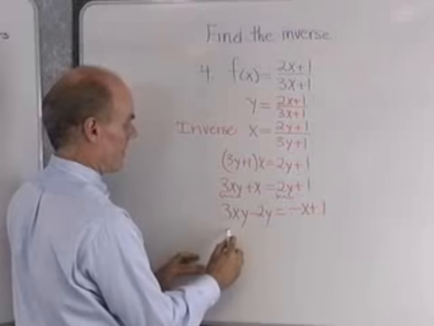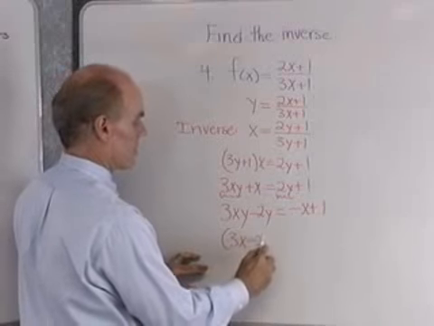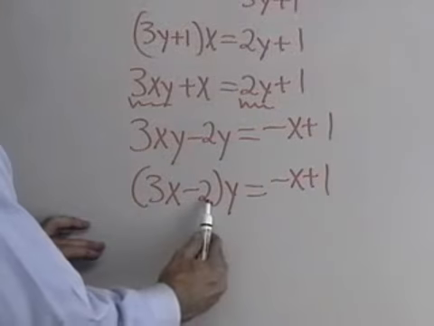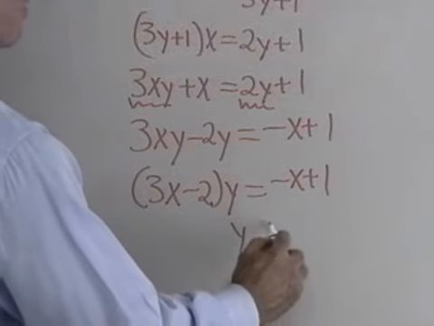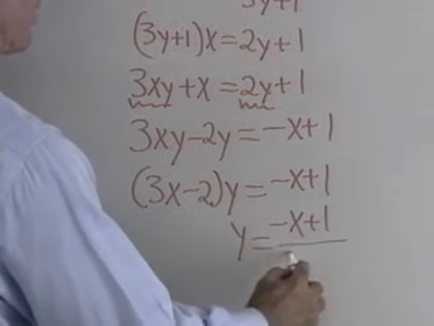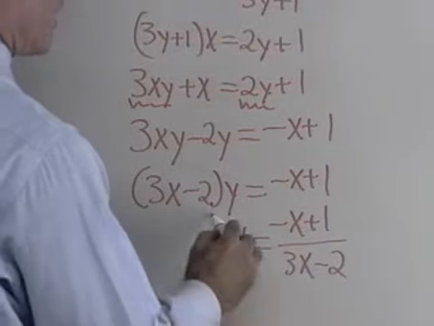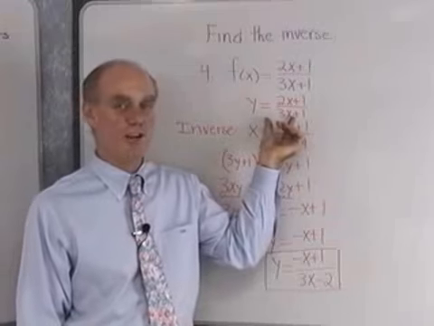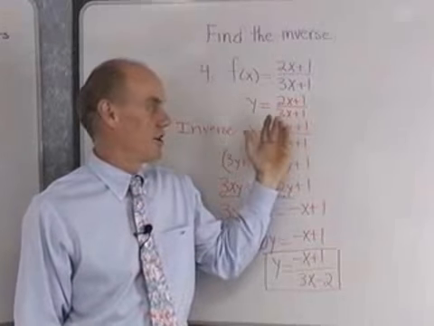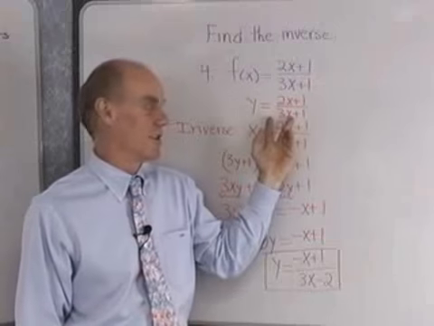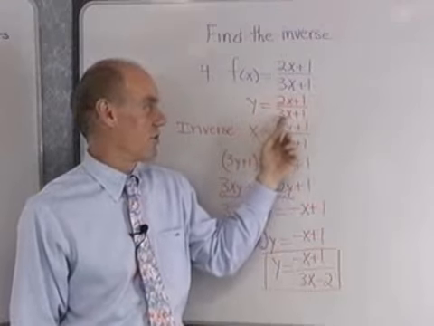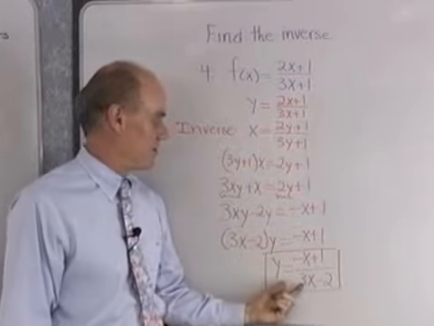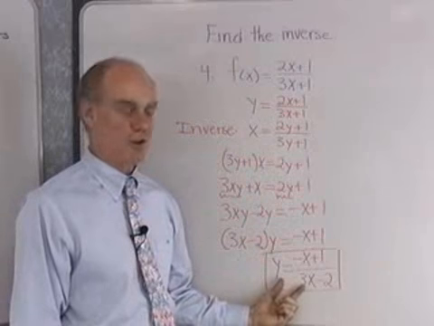Now let's factor a y out, and I'll have left (3x minus 2) times y is equal to negative x plus 1. Divide both sides by 3x minus 2, and I have y equals (negative x plus 1) over (3x minus 2). Now, this is the equation of the inverse. It turns out that my original function is a one-to-one function. If we could sketch the graph of it real quick, you would see that this is a one-to-one function. It's not going to repeat any values of any first coordinates or second coordinates. That means that its inverse, which is given by this equation, is also a function.